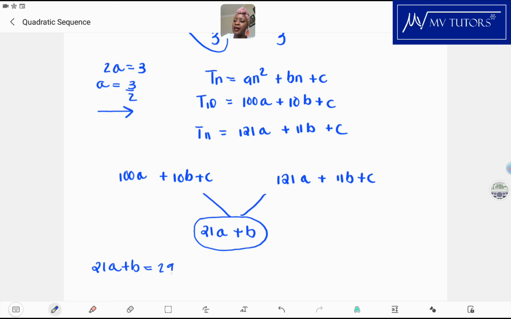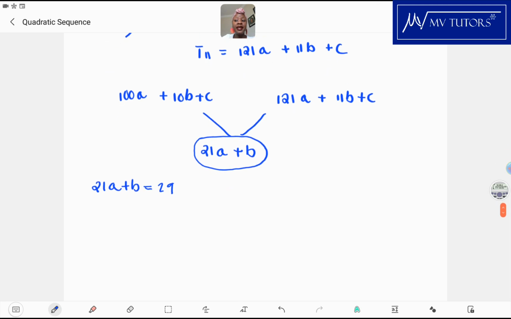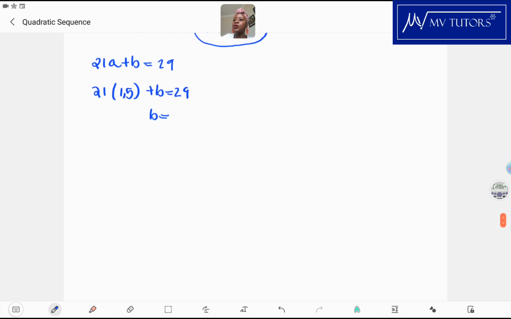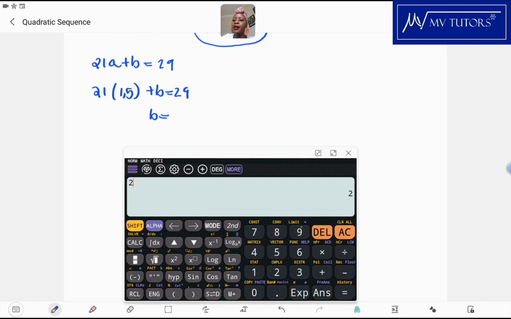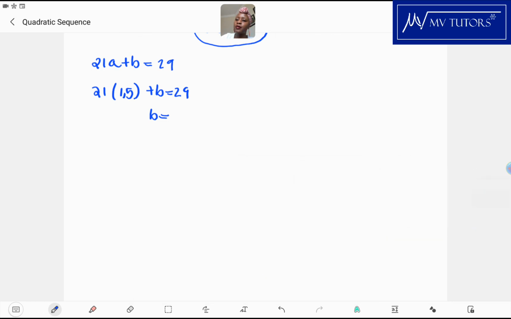So I can work out what b is. I have a, like I said, it's 1.5, 3 over 2, and then plus b is equal to 29. So b would be equal to 29 minus 21 times 1.5. So b is negative 2.5, or I could say negative 5 over 2.